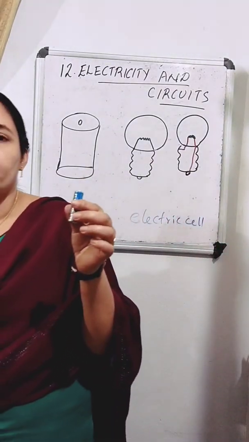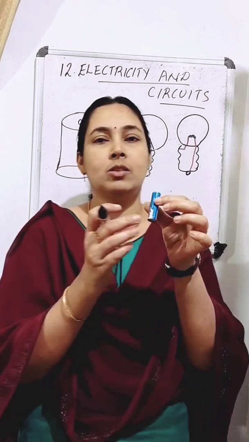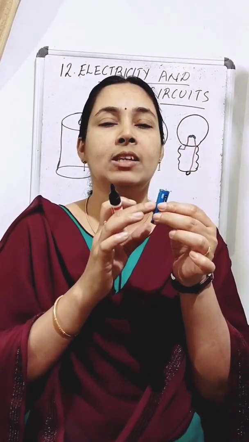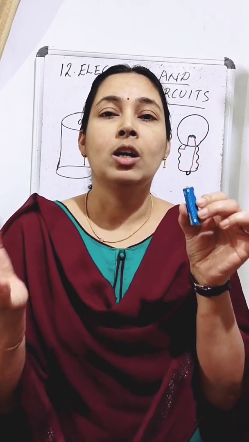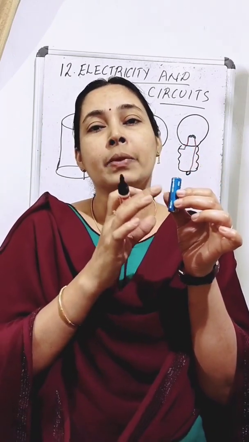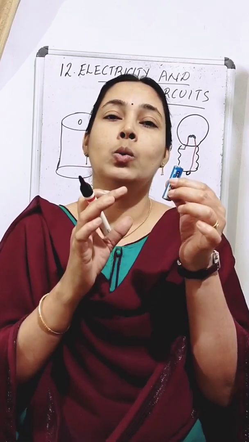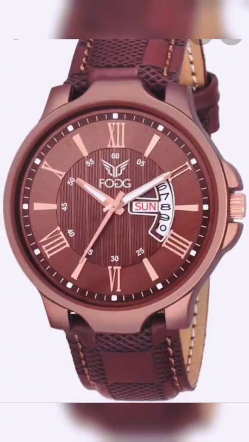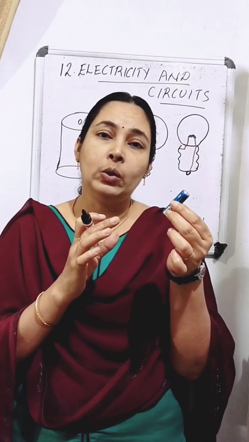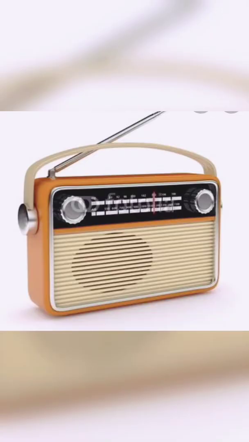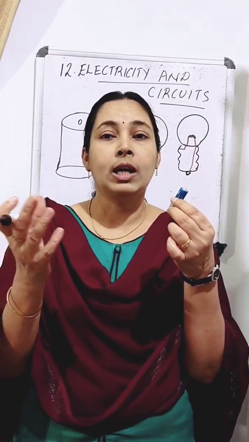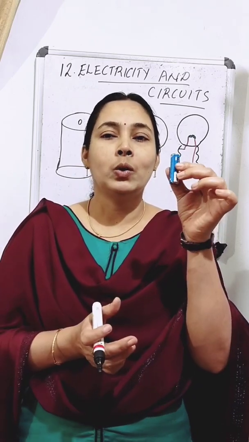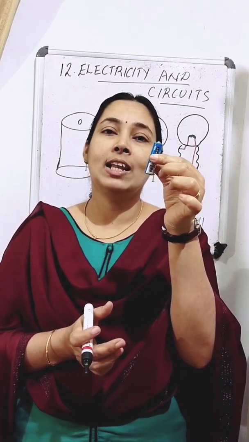And this is an electric cell. So this is one electric cell. You are seeing it now. This electric cell is giving electricity to the torch. The electric cell is also used in clocks, watches, radios, cameras, TV remote and many other devices.